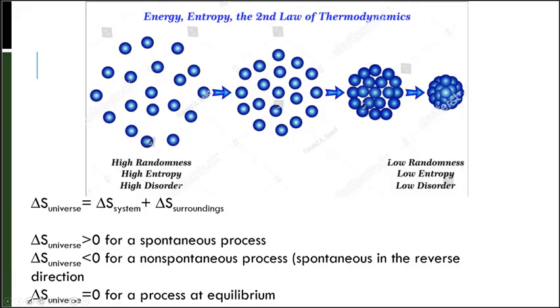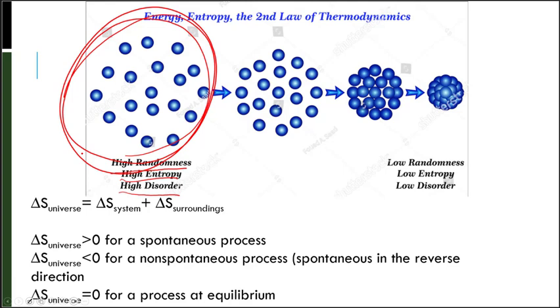during a phase change. This just shows us some more that we have high randomness, high entropy, high disorder if we were to say that this was a gas phase. All the way down to if this was our solid, we have low randomness, low entropy, low disorder.